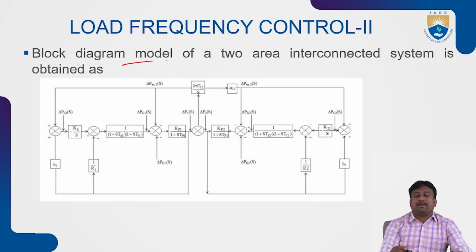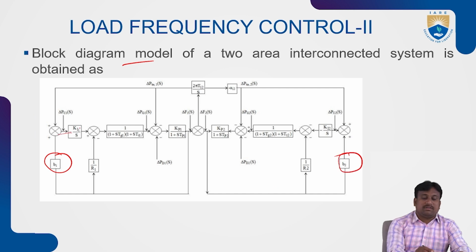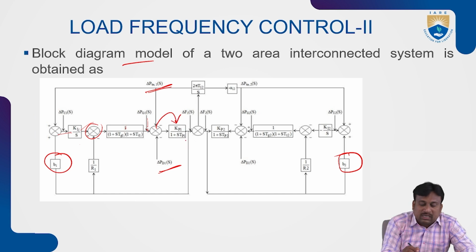Here the block diagram model of a two area interconnected system is shown. This is connected by various blocks with B1 section and B2 section. It is connecting to the block Ki1 by S, which makes the control, with the transfer function 1 by (1 plus S TG1) into 1 by (1 plus S T2). This block is connecting to delta Pg1 of S. This is representing the tie line power and the reference delta PD1 of S.